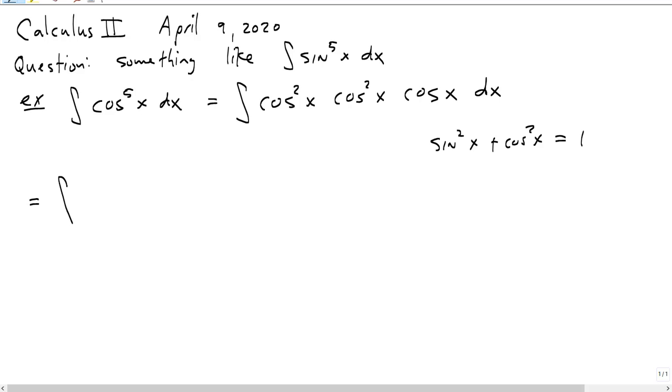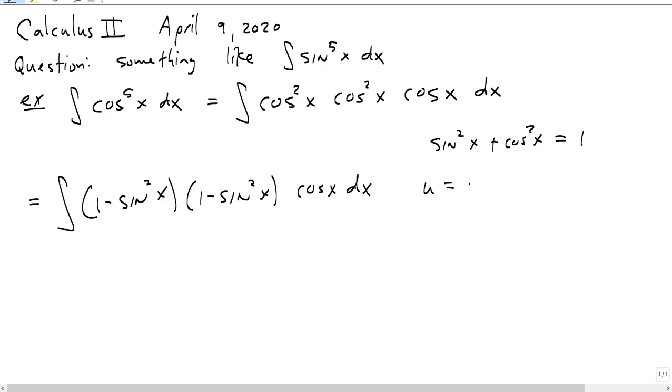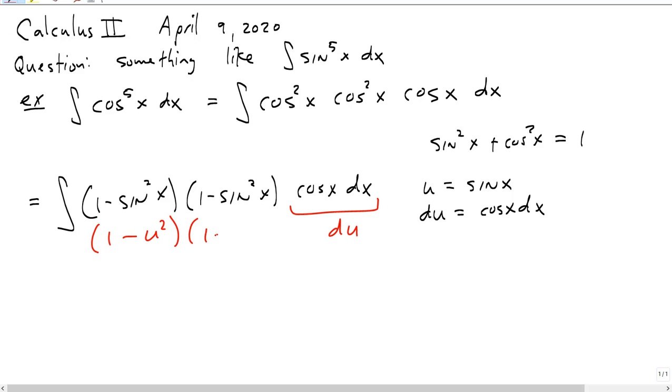So I can turn this whole integral, turning cosine squared into 1 minus sine squared, and the other cosine squared into 1 minus sine squared. And then we have this cosine of x dx. So now I can let u equal just sine, not sine squared, just sine, so that du is cosine of x dx. And so here is our du, and these turn into 1 minus u squared, 1 minus u squared.